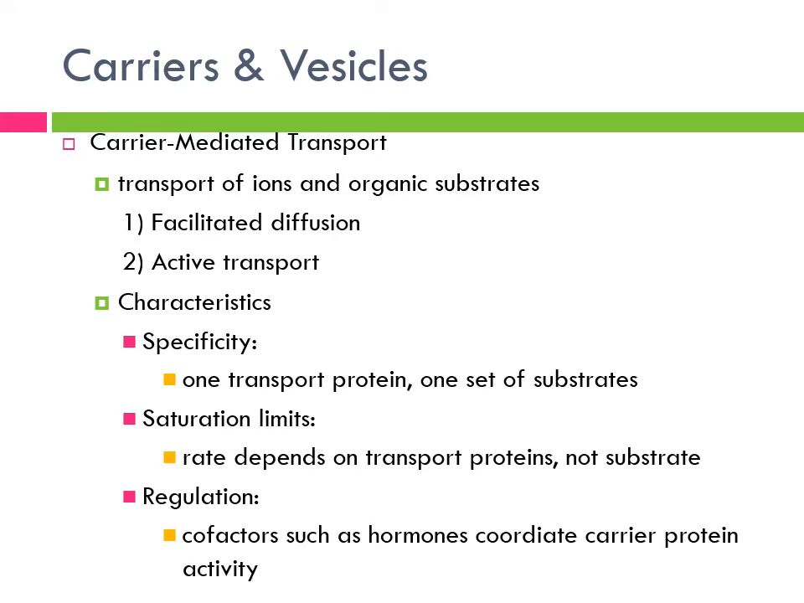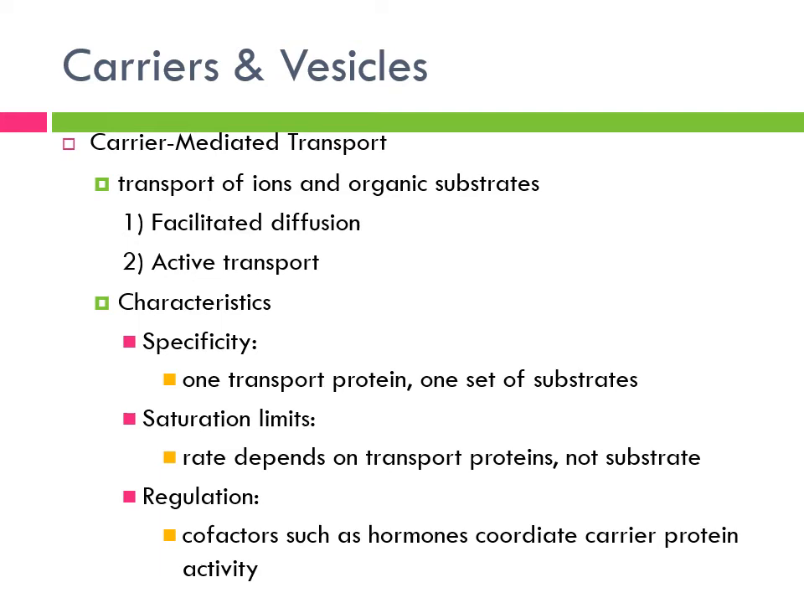So carrier-mediated transport. We were just talking about diffusion and osmosis. Now we're going to talk about carrier-mediated transport. These transport ions and organic substrates through facilitated diffusion or active transport. Characteristics of these are specificity. So there's one specific transport protein that will move one set of substrates. For example, we have the sodium-potassium exchange pump. So that one protein will move sodium and potassium and nothing else.